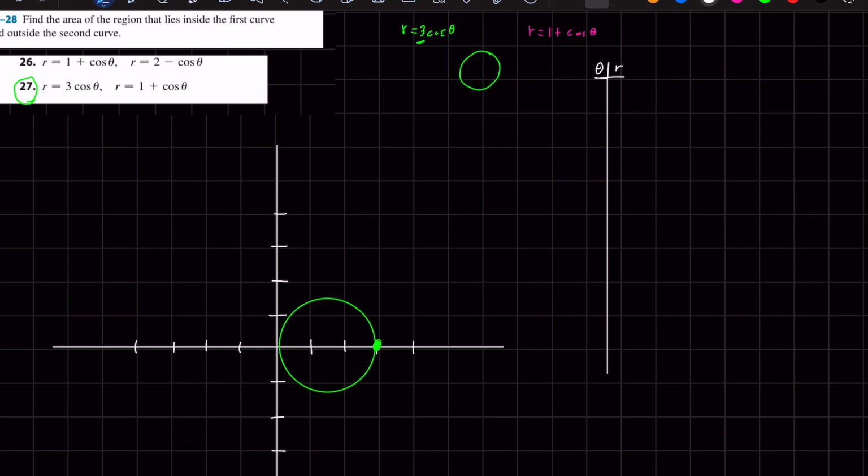Now, on our graph, we want to draw our important angles, just to make note of them. So we know that right here the angle is 0. These are going to be our inputs. Our angle over here is pi over 2. Our angle over here is pi. Our angle over here is 3 pi over 2.